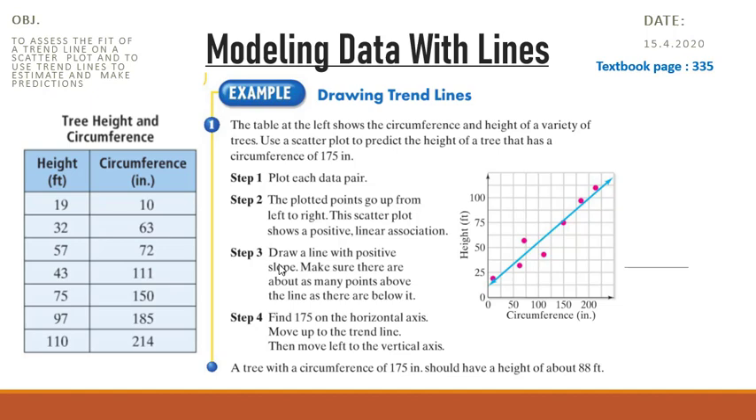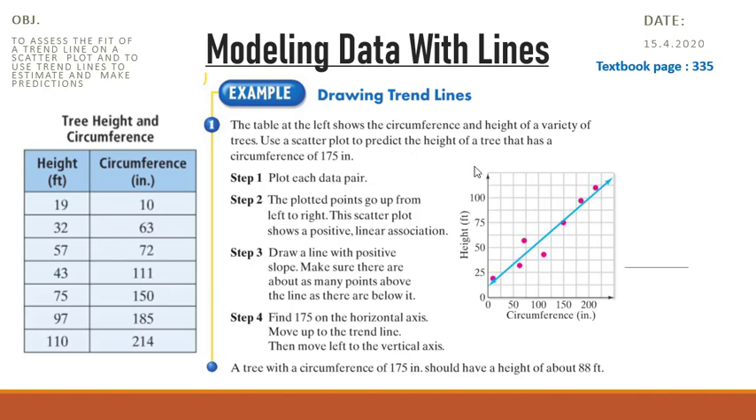So after that, we draw a line with positive slope to make an approximated line. It's not exactly the same number of points, but we will try to have the same number of points on both sides of the line. In this case, this is the trend line.